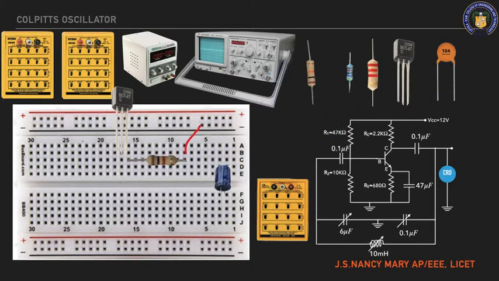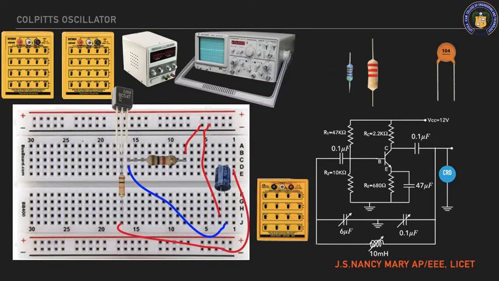Then 47 microfarad is connected to the resistor, other end is grounded. And then for the base I'm connecting my 10k resistor, other end is grounded. Then I'm connecting my 47k resistor, the other end is given to the positive of the supply. To the same point I'm connecting another 2.2k resistor, which will be connected between the collector and the supply side. And the negative supply is grounded.